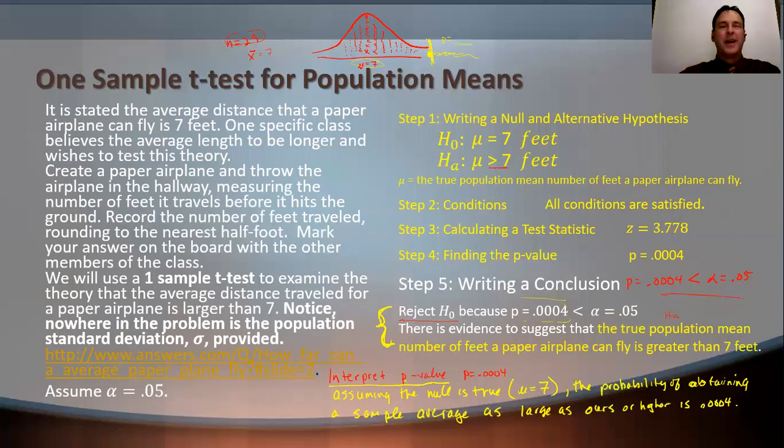Now, while we had an alternative that was greater than, know that I could give you another one similar to this with a less than sign. You can also have not equal to signs where you have to double your p-value, assuming you're not using your calculator. But this work is exactly like the one that you did in 9.2.